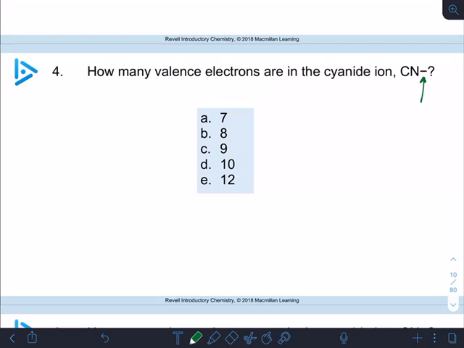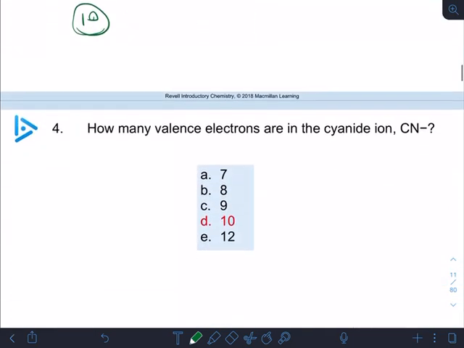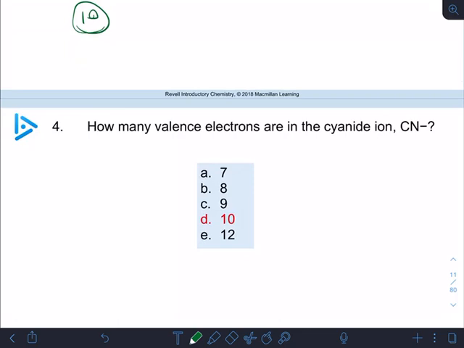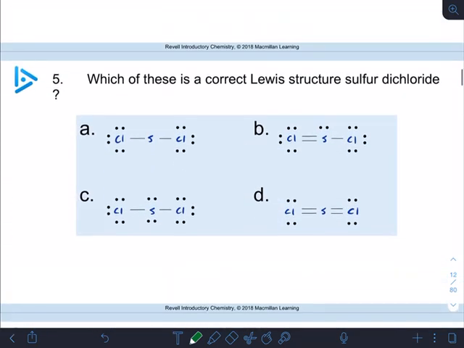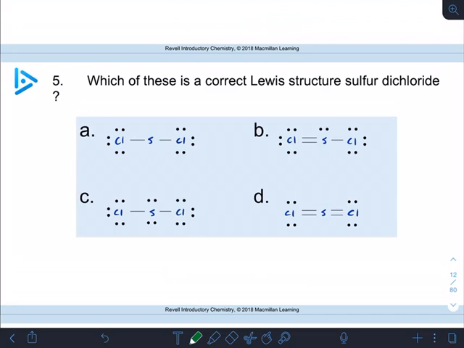Remember, electrons are negatively charged. So if I have a minus sign, that means that I have to add one extra electron to my total number of valence electrons. Okay? So looking at the CN minus ion, there should be 4 for the carbon, 5 for the nitrogen, and 1 more for that negative sign. So we'll find that there are 10 valence electrons for the cyanide ion.